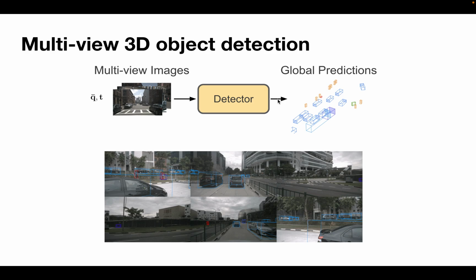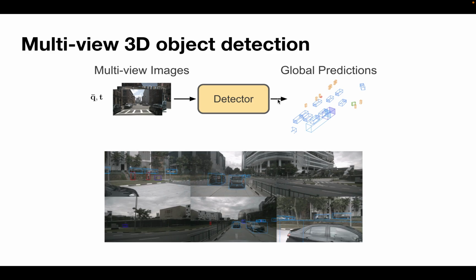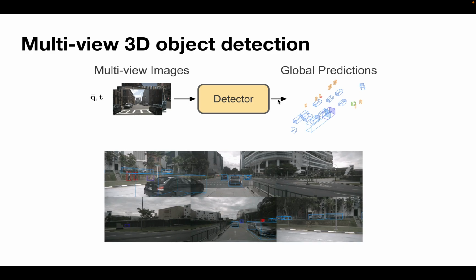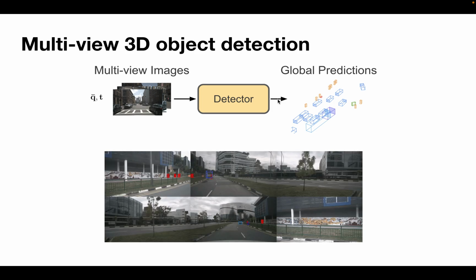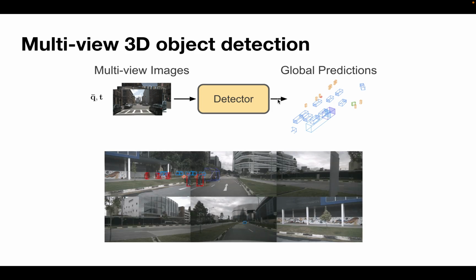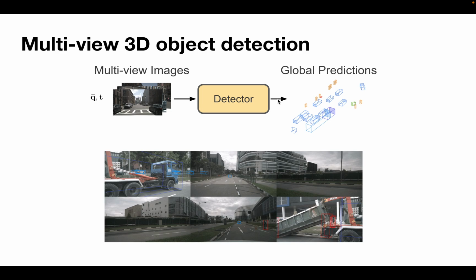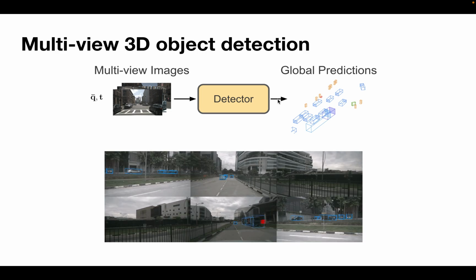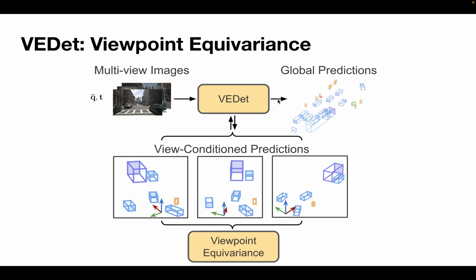To give you a quick summary, our work addresses the problem of multi-view 3D object detection, where given multi-view images with poses, the detector outputs 3D bounding boxes and class IDs for objects in the scene. Our proposed VEDET exploits 3D multi-view geometry to improve detection performance through viewpoint equivariance, such that predictions from different coordinate systems are geometrically consistent.